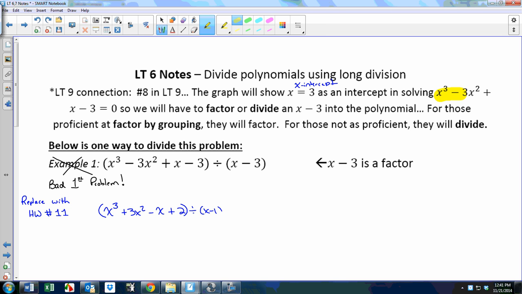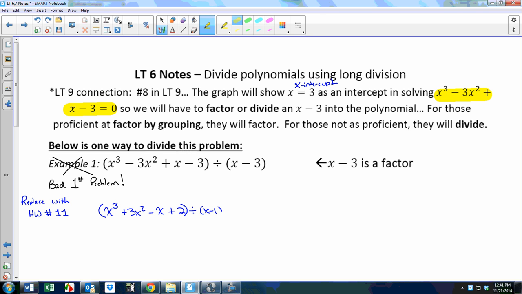For this problem, some of you are comfortable factoring by grouping. So you're going to factor that x minus 3 out using factor by grouping. Some of you aren't as comfortable with factor by grouping, and that's fine. Then what you're going to do is divide the x minus 3 out. One of your 2 methods is long division, the other is synthetic. We're going to look at the long division today.